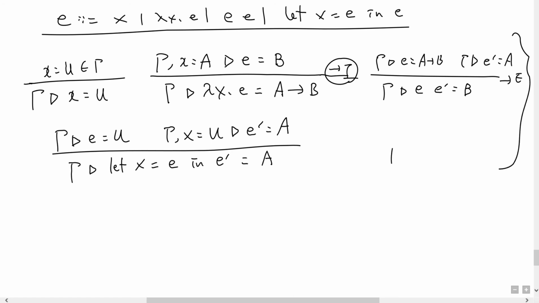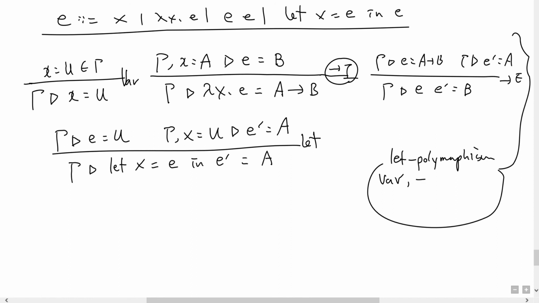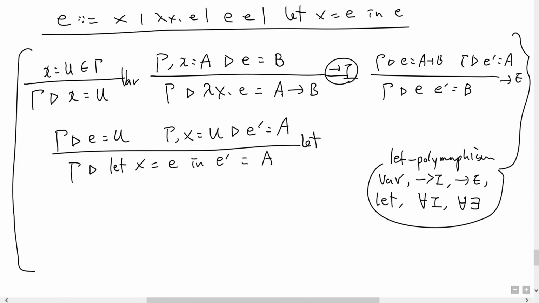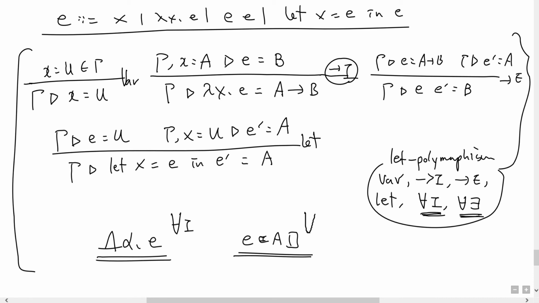So in the case of let polymorphism, the type system has all these rules, like a variable rule, an arrow introduction rule, an arrow elimination rule, and also a let rule. And a for-all introduction rule, and a for-all elimination rule. But in this implicit polymorphism, we don't have the rules that correspond to the for-all introduction rule and for-all elimination rule. And it makes sense because we don't have type abstraction and type application. In other words, if we had type abstraction and type application, we would have for-all introduction and for-all elimination rules.